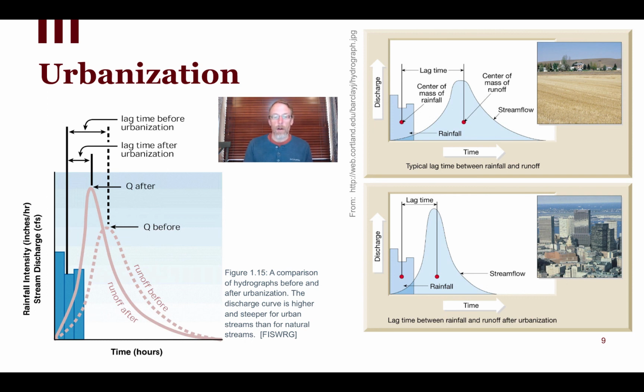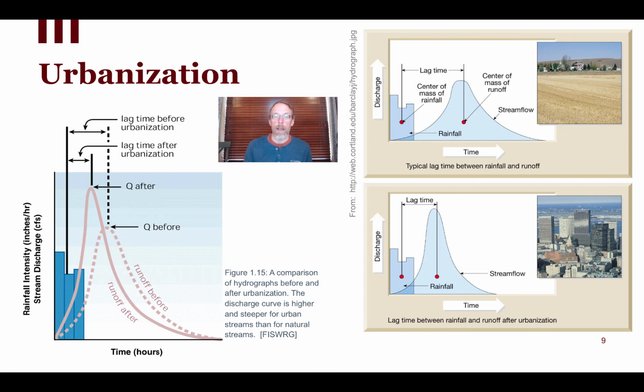So the graph on the left here, figure 1.15 from the PhysRig manual, shows runoff after urbanization, and the dashed line is runoff before urbanization. And what you see is that the lag time before urbanization between the middle of the rainfall and the middle of the flood, the peak of the flood, is longer than after urbanization. This is what we would term as the watershed has become more flashy. Shorter lag times, higher peaks are more flashy.